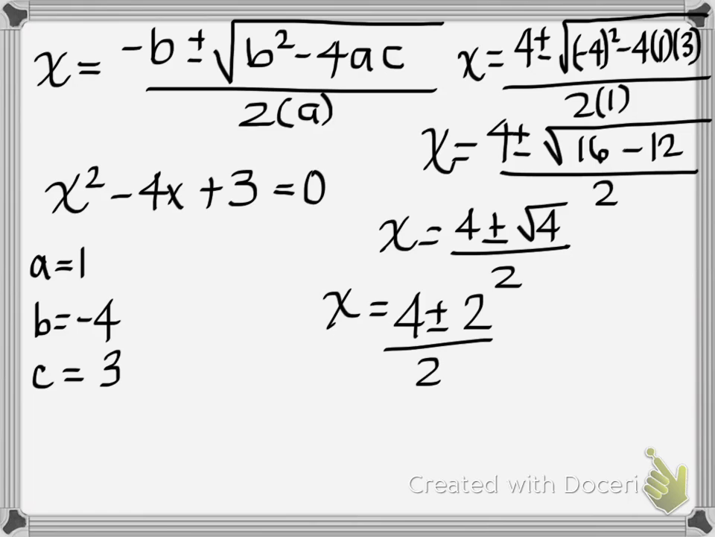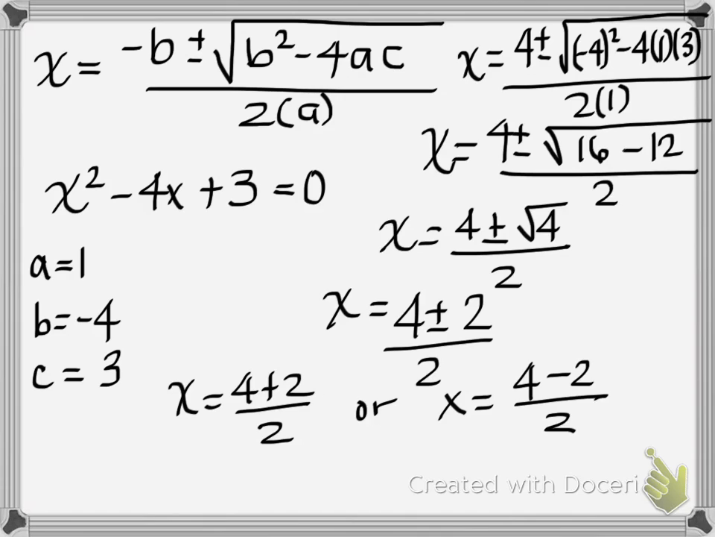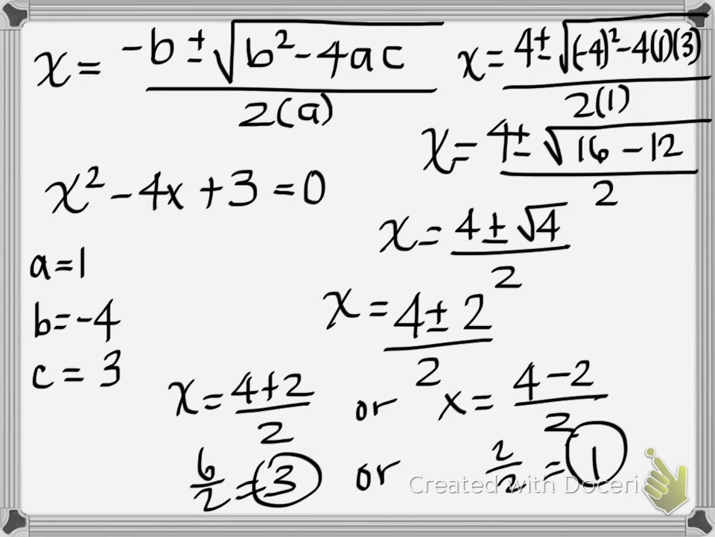We can break this out into two problems. X is equal to 4 plus 2 divided by 2, or x is equal to 4 minus 2 divided by 2. 4 plus 2 is 6. 6 divided by 2 is 3. So we have x is equal to 3, or 4 minus 2 is 2. 2 divided by 2 is 1. So we have x is equal to 3, or x is equal to 1. Alright, if we were to write that as a solution set, we would write 1, 3.